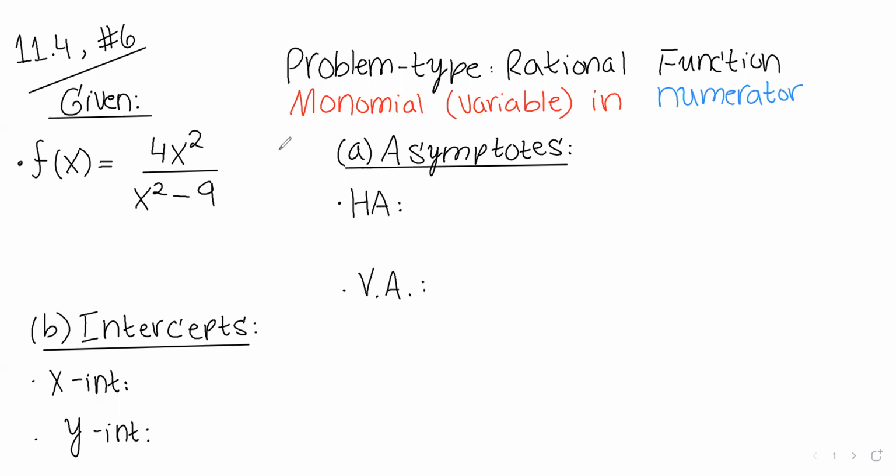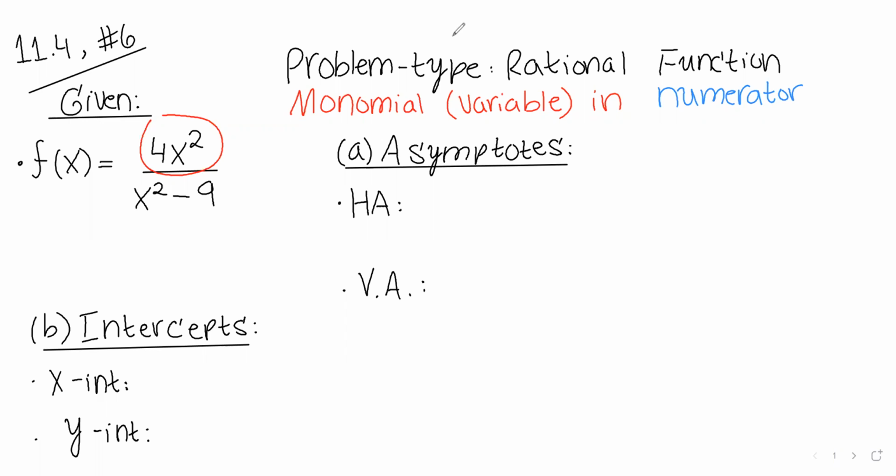This is 11.4, number 6 in your e-text. Algebra 2, Martin-Gay, 2016 edition. The problem type is a rational function with a monomial containing a variable in the numerator. So the simplest case is when the numerator was a constant, but in this case, we actually have a variable.